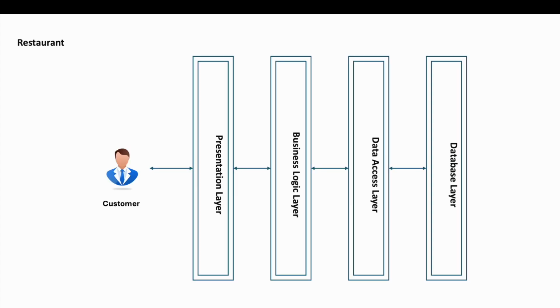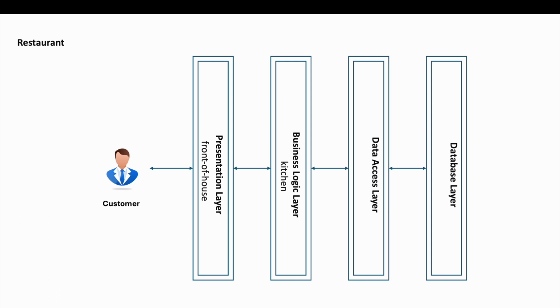Now let's look at another real world analogy. A restaurant operates similarly to a layered architecture. For example, the front of the house is the presentation layer in this case, where interactions with customers occur.